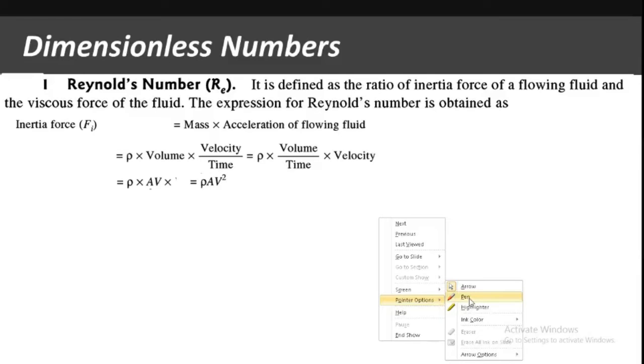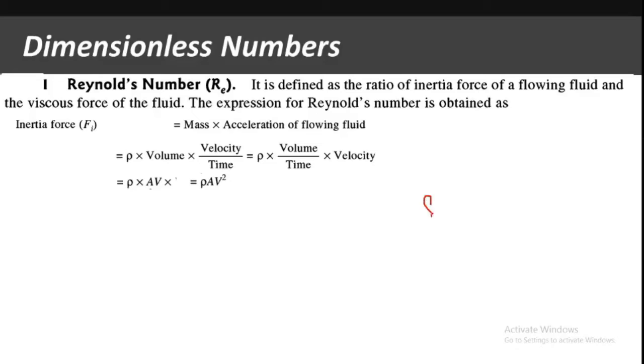Okay, 1 minute. We know density. What is the definition of density? Density is mass upon volume, mass per unit volume. So mass is nothing but density into volume. And what is acceleration? Acceleration is velocity upon time. Okay, so we can say density into volume into velocity upon time. This time we will divide with the volume. So it is rho into volume upon time into v.